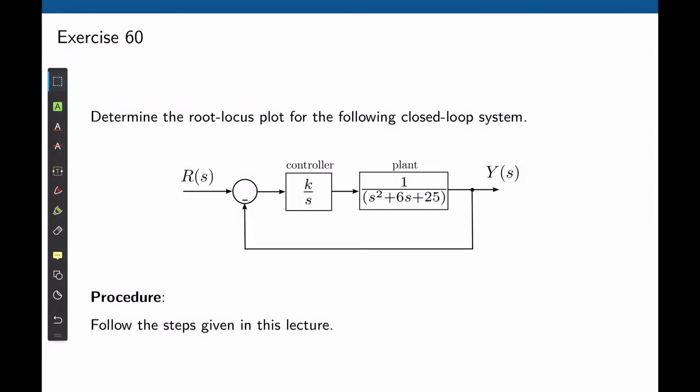In this set of exercises, we are going to explore the root locus of more complex systems, including those having complex poles and zeros. Let's just start with exercise 60. In this exercise, we have a plant that has complex conjugate poles and a controller K over S. We are looking for the root locus as K varies from 0 to infinity.